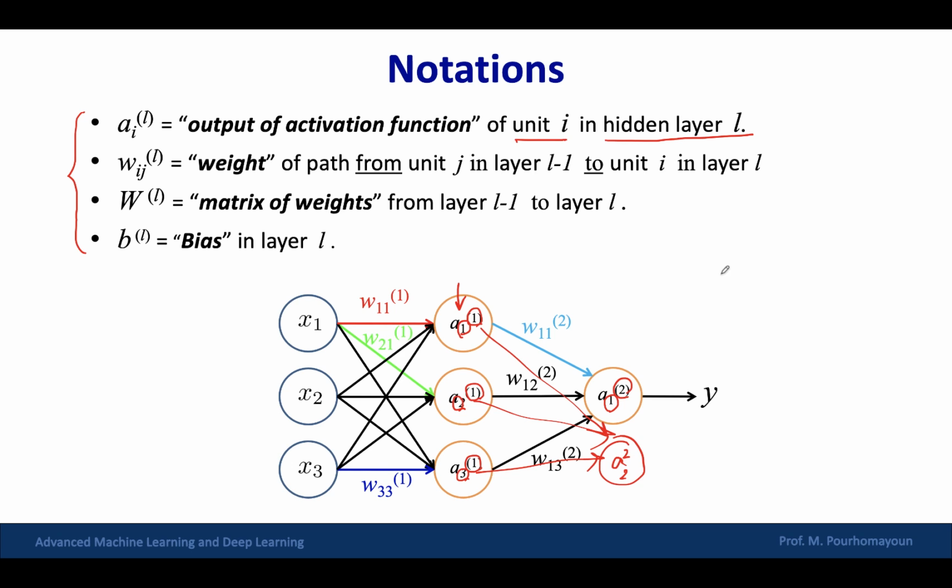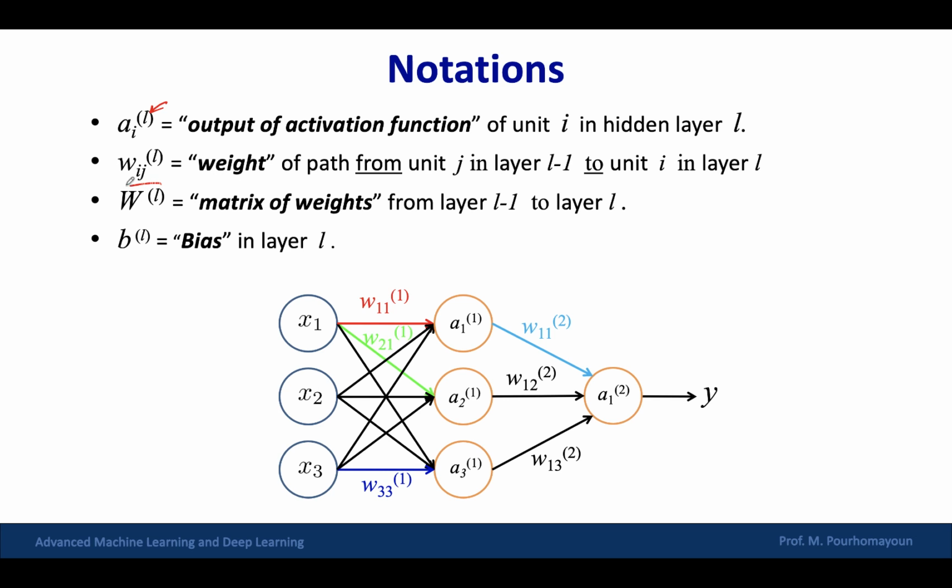We can have another layer, and then the same thing. This guy would be a1 superscript 3. So remember, the subscript indicates the neuron or the unit number, and the superscript indicates the layer.